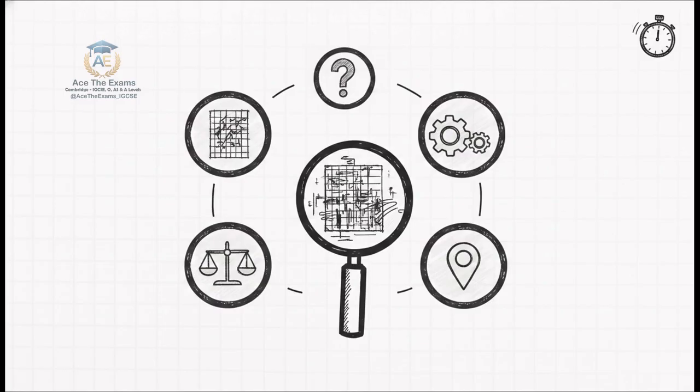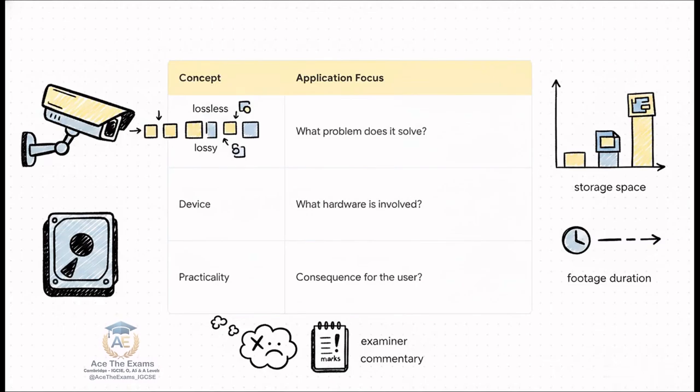Did you catch that core trend before the buzzer? That is exactly how you use these prompts to decode complex data on the fly. This table shows exactly how applying those prompts makes the terminology deeply meaningful. You must always know 3 things: the purpose, the device, and the practicality. Now let's move into Challenge 2, Find the Flaw.